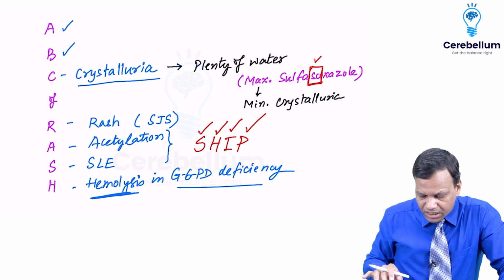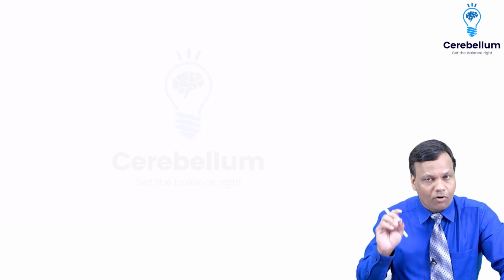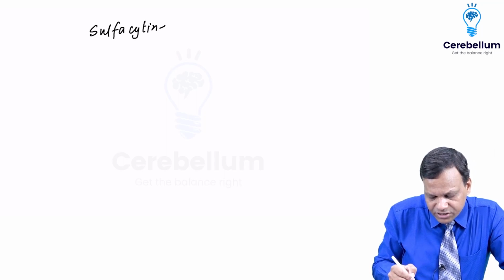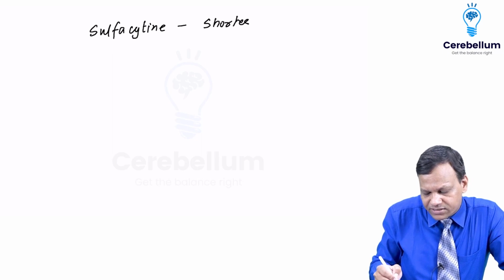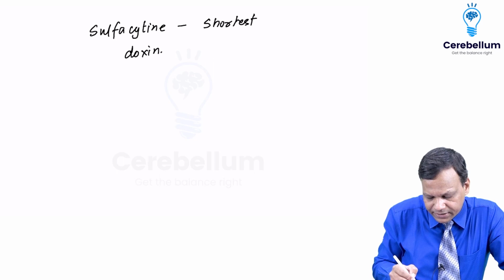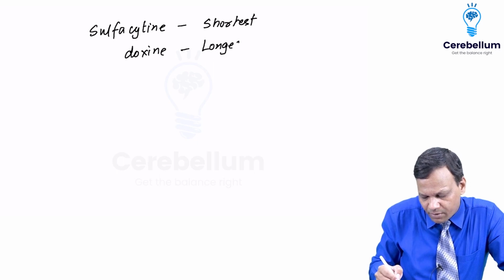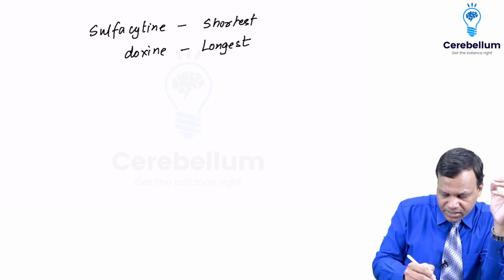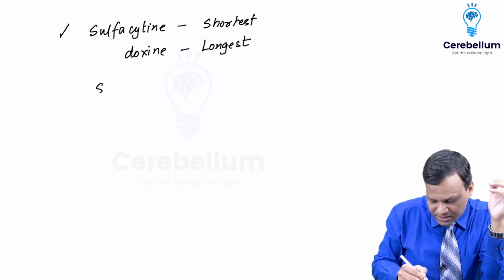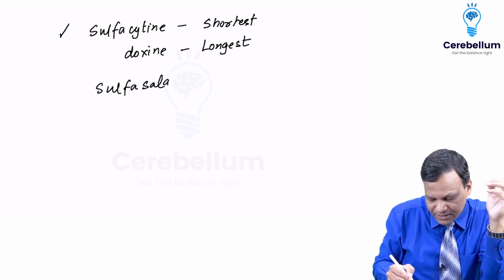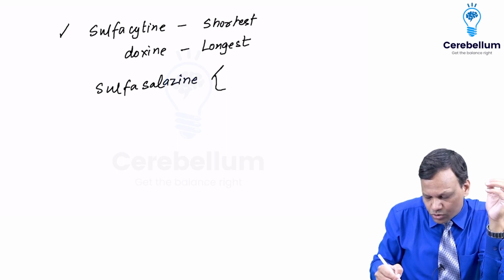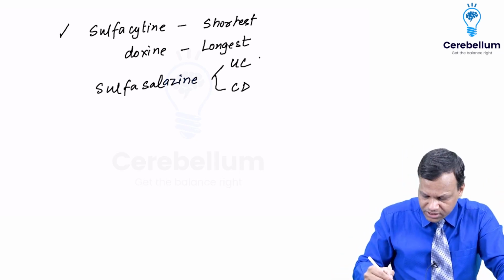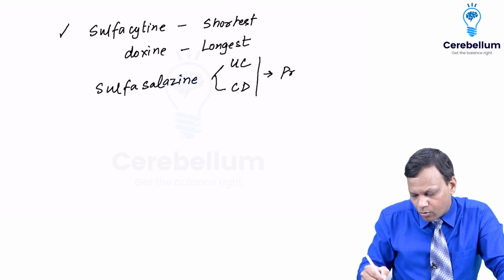Now regarding the individual sulfonamide, if we want to revise the important points, remember sulfacytine is shortest acting, whereas sulfadoxine is longest acting. Sulfacytine is shortest acting sulfonamide and sulfadoxine is longest acting sulfonamide. Then the important sulfonamide, which is sulfasalazine. The important point to remember, it is used in ulcerative colitis and Crohn's disease.